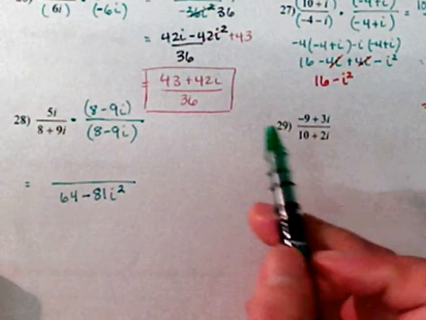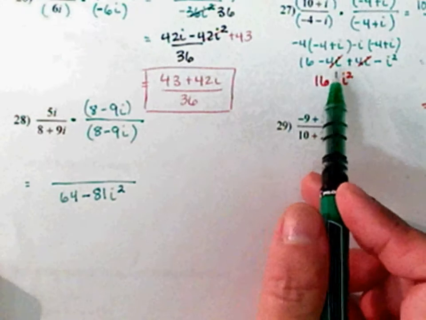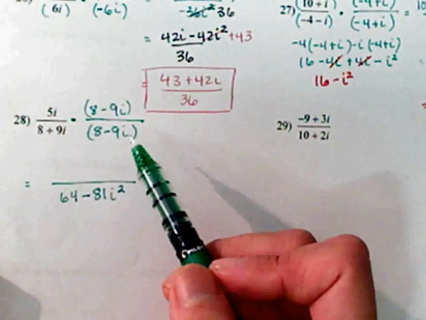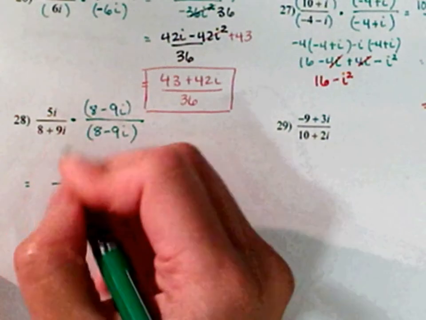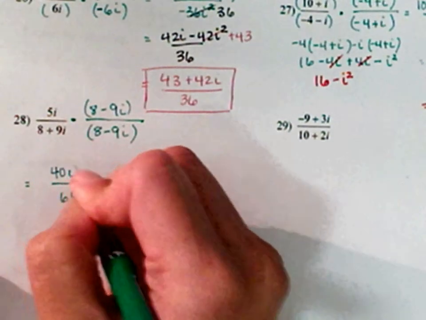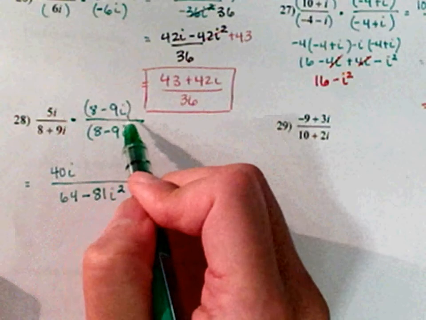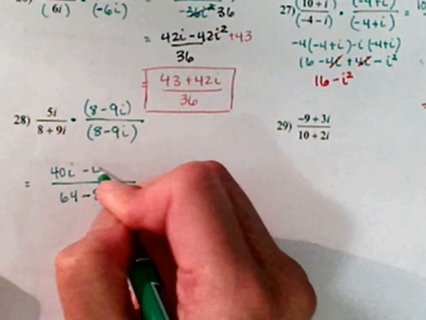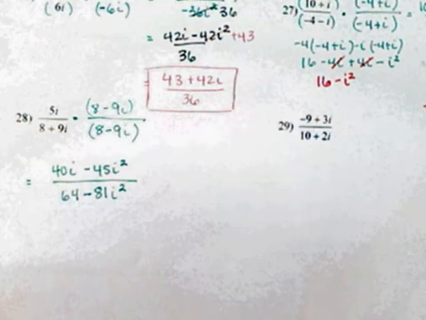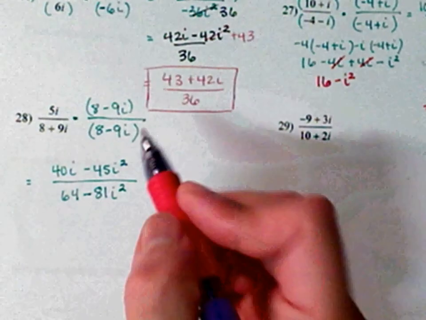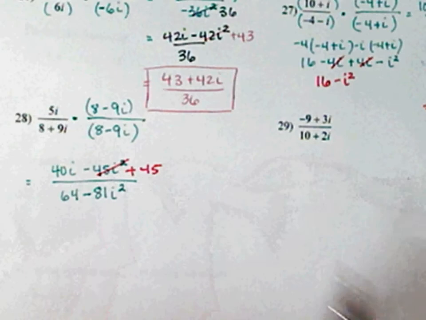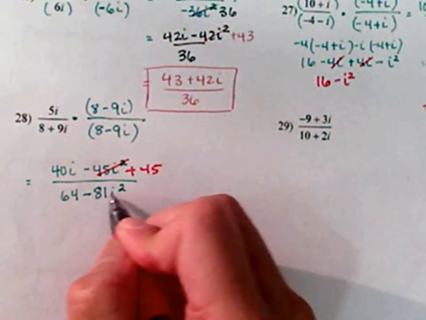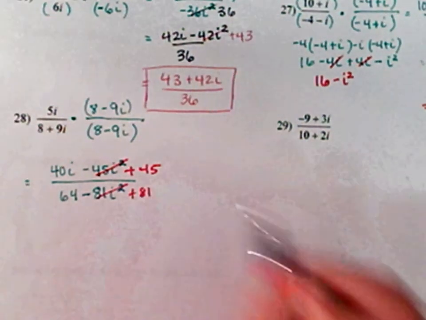Remember how the middle term always cancels out? Because these are opposites. Okay? So now you have 5I times 8 is 40I. 5I times negative I is negative 45I squared, which makes that a positive 45, because negative 1 times negative 45 is positive, and makes this a positive 81 as well. Okay?